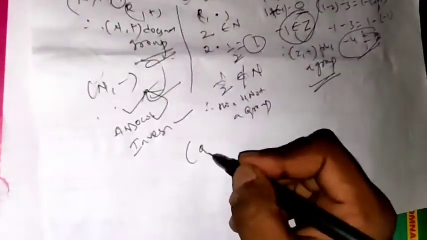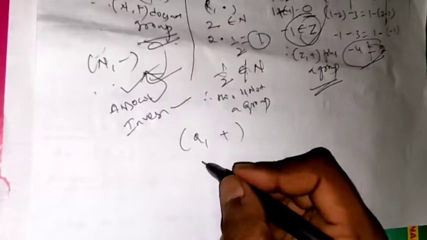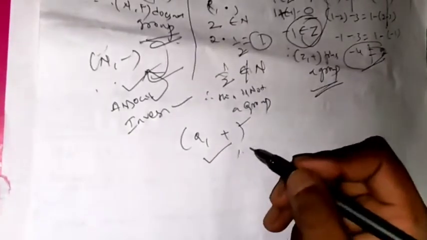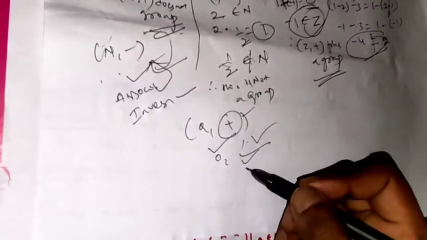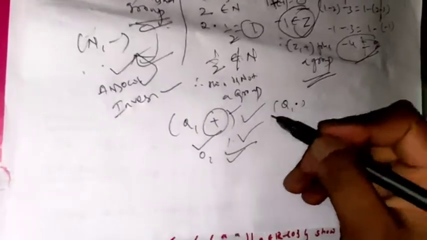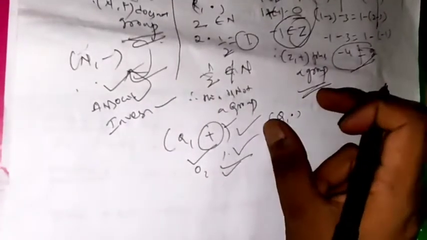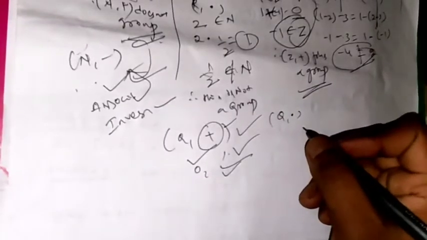Whether Q comma plus is a group, tell me. Yes, the closure property is satisfied, and the associative property also satisfies. And what is the identity? The plus symbol is there, so 0 is the identity, and this satisfies the inverse property. Yes, this satisfies the inverse property also. Therefore this forms a group. Whether Q under the operation multiplication satisfies the group?